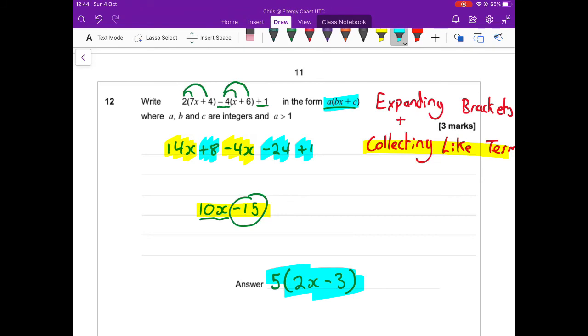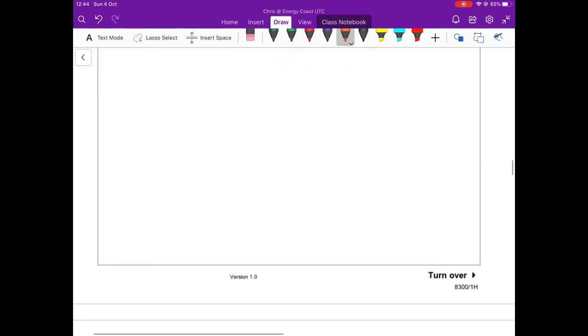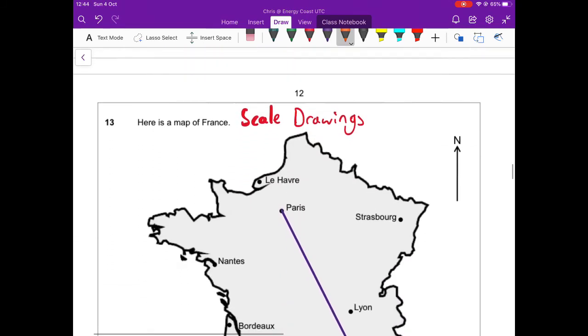Not that bad. You should definitely get method marks. You should definitely be able to get to this stage here, and you should probably be able to get that stage here. And if you can do that, just factorise it. So that's pretty standard stuff. Question 12. We haven't got much more to do.